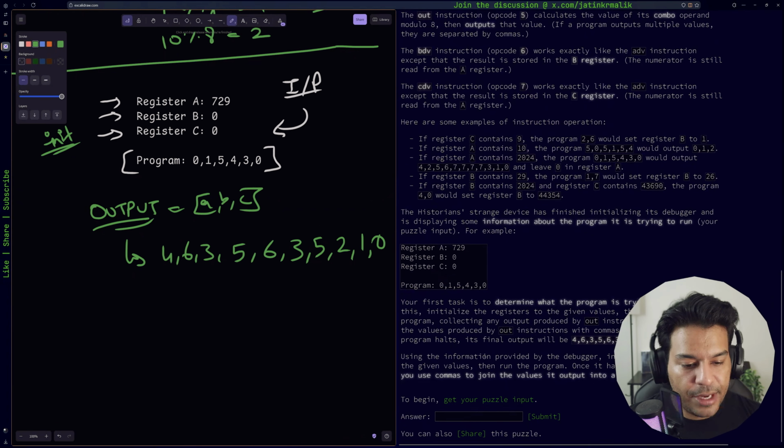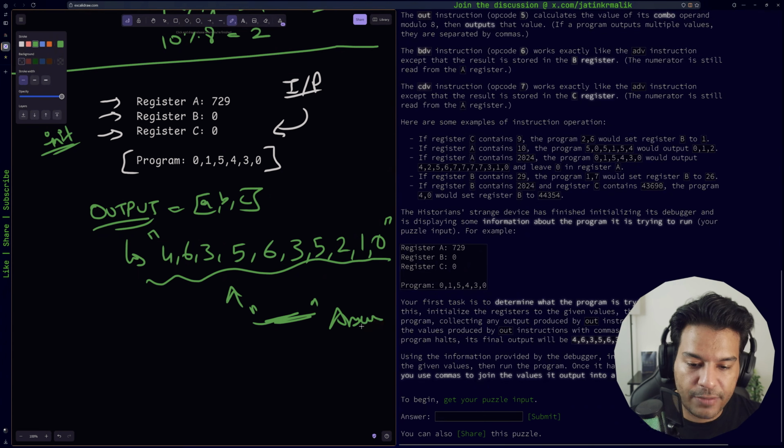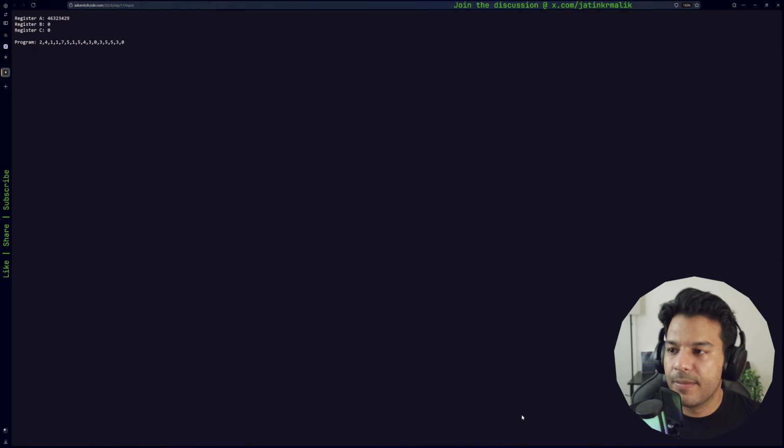Now, using the information provided by the debugger, initialize the registers to their given values and then run the program. Once it halts, what do you get if you use commas to join the values it outputs into a single string? So this is our answer. We don't have to do any fancy calculations. We just have to run this, find these values, and put them into a string separated by commas, and that should be our answer for our puzzle. If I look at the puzzle input, we can see that we are given the register values for A, B, and C, and then a program.